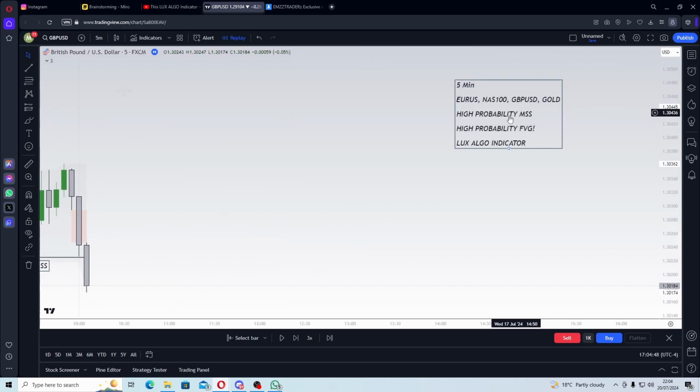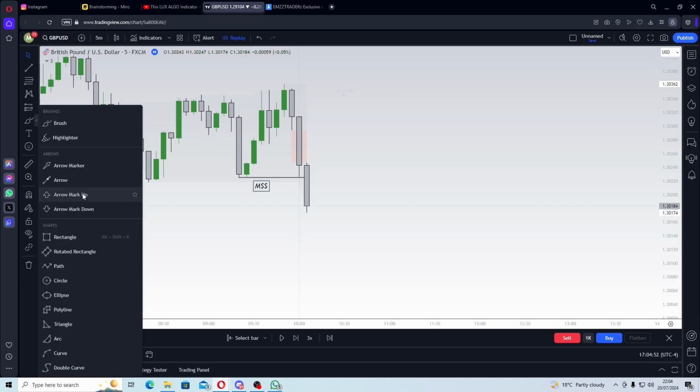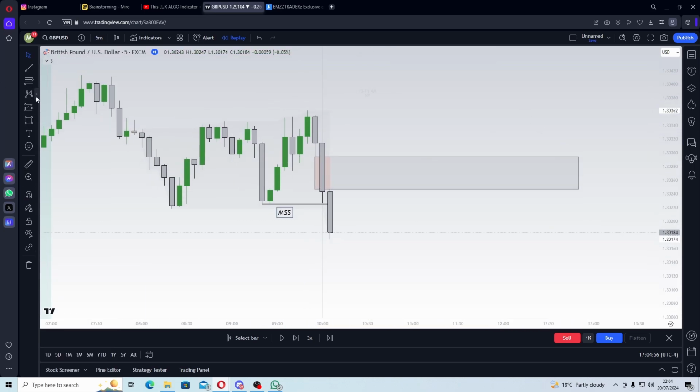So that's hit now. Now all we have to do is find the high probability fair value gap. There we go. We have the high probability one right here, and it's usually indicated like this. All we have to do is enter the sell and short on this.